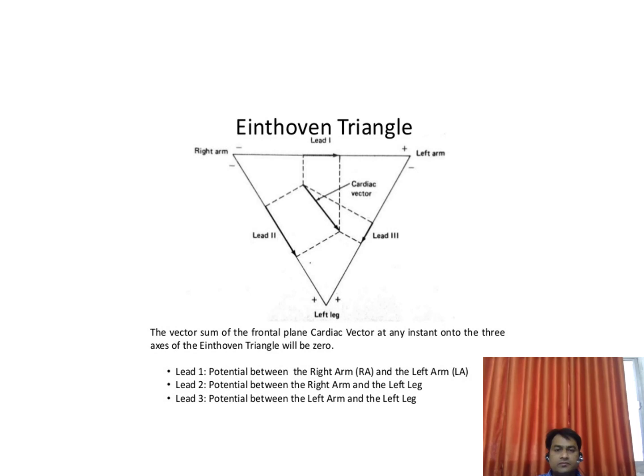So when you draw the influence triangle, the sum of the potential at the corner of the equilateral triangle is equal to zero. That is the influence law. Or in short, the potential of lead 2 is equal to the potential of lead 1 plus the potential of lead 3.